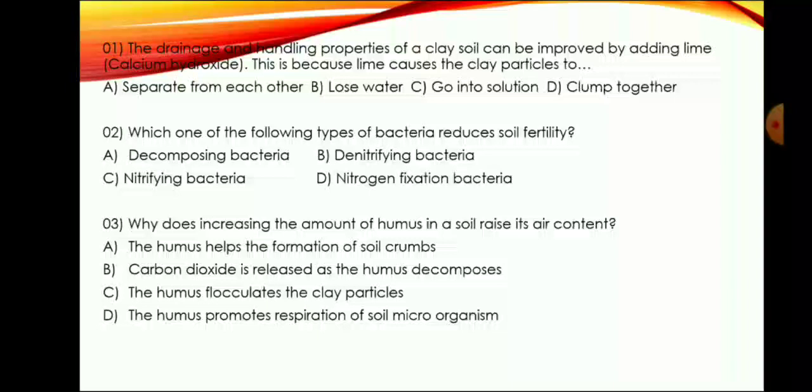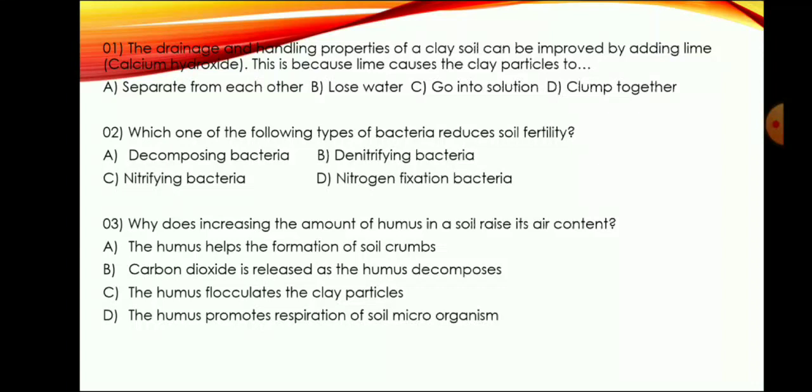So the denitrifying bacteria is helpful to reduce the soil fertility by destroying the nitrogen. So in such a way the correct answer is B.